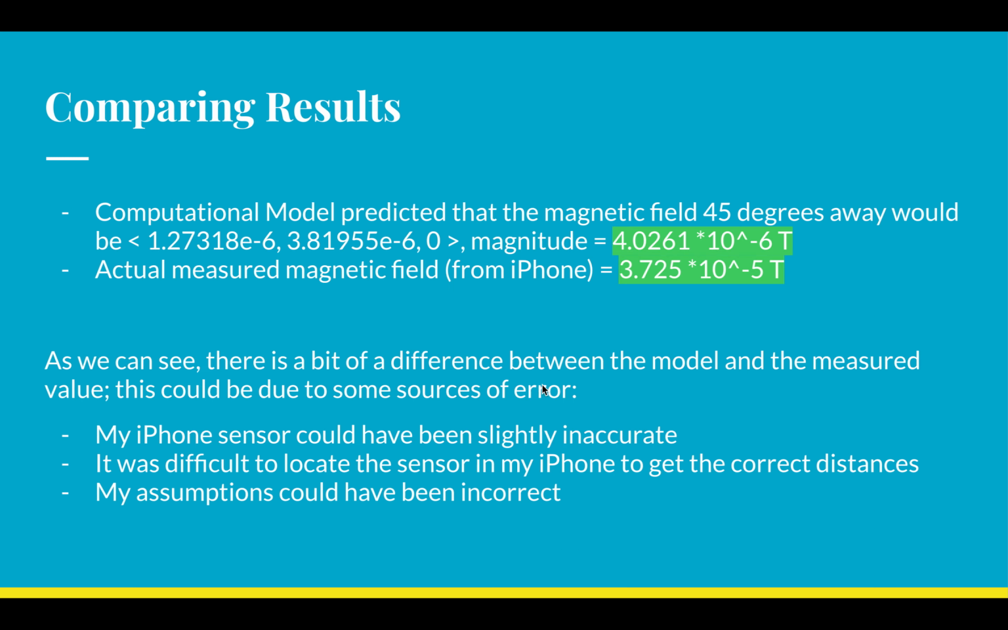Comparing some results, from the model we have the magnetic field to be this value, and the magnitude is 4.0261 times 10 to the negative 6, but the actual measured magnetic field that I got from my iPhone was 3.725 times 10 to the negative 5. They're somewhat similar, but still pretty different. This could be due to some sources of error, like my iPhone sensor could have been a little inaccurate, and also it's difficult to locate the sensor in my iPhone to get the correct distances. And also my assumption that the magnet was acting as a dipole could have been incorrect.